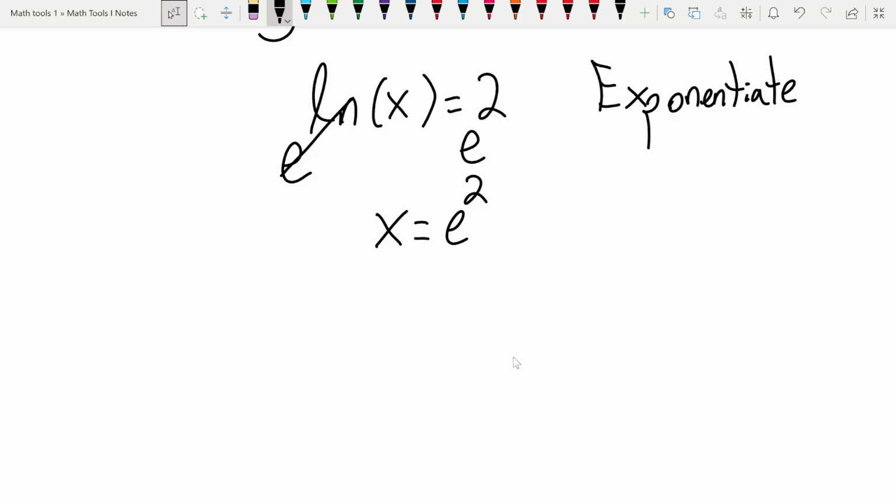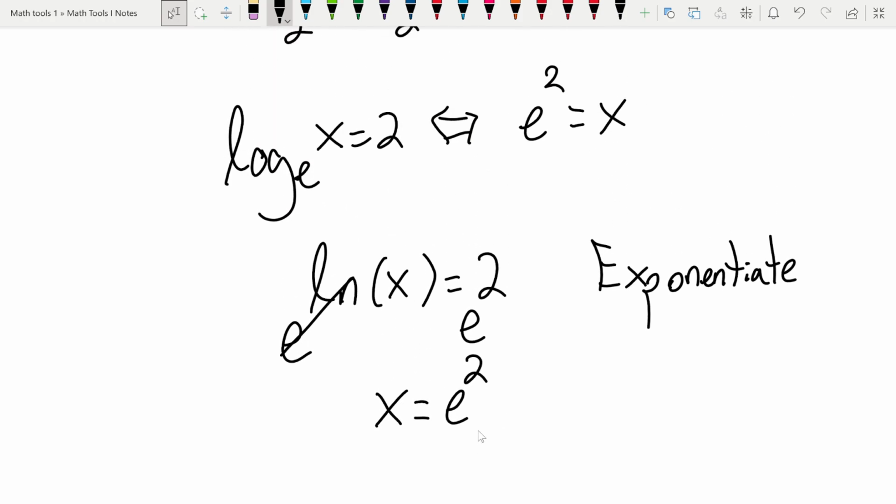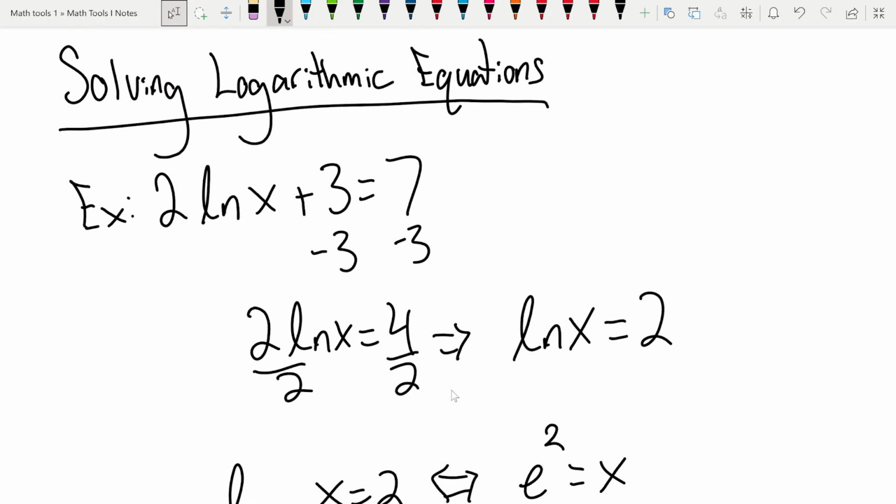One thing that's really important when we're looking at logarithmic equations is that the domain of the logarithm is not all real numbers. Specifically, the domain is 0 to infinity, not including 0. So we have to make sure that when we get our answer, if we plug it back into the original equation, it's going to work. Namely, the original equation, before we do anything to it.